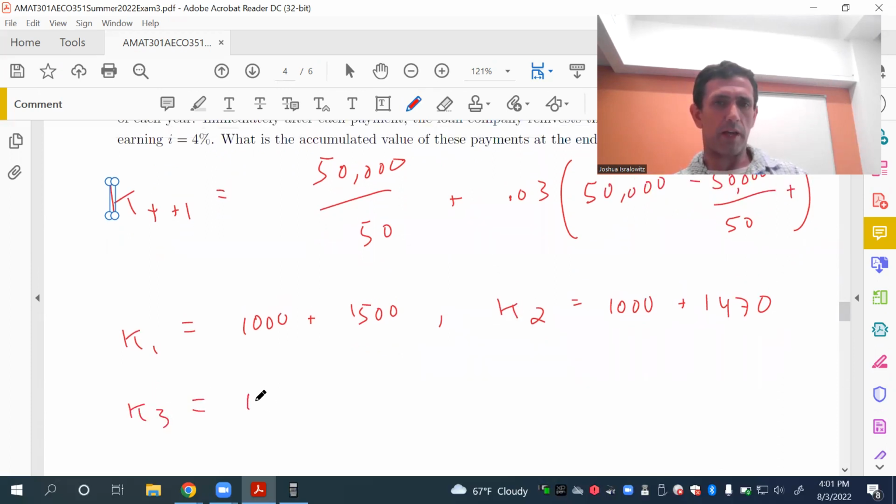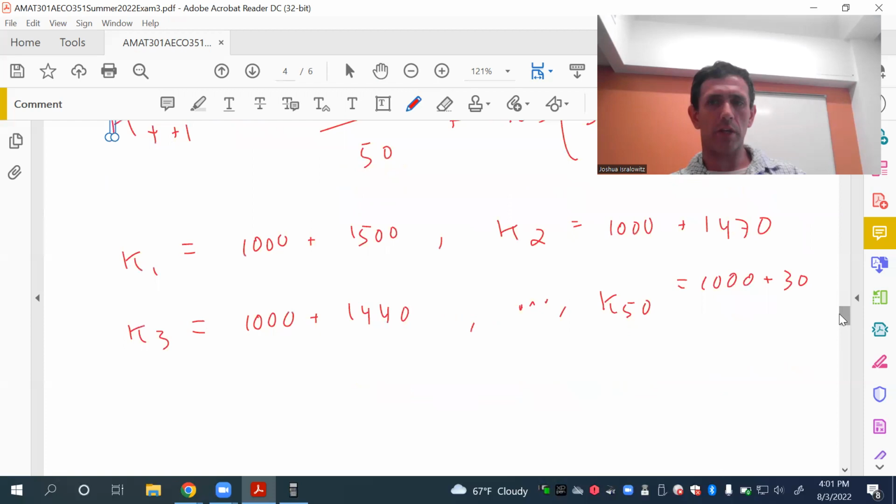Okay, 3,000 plus 14. I'm just plugging in T equals 0, 1, 2 here. Keep going, plug in T equals 49 to get K50 is 1,000 plus 30. So it decreases by $30 each year for 50 years. For the second part, and the first part is just 1,000.